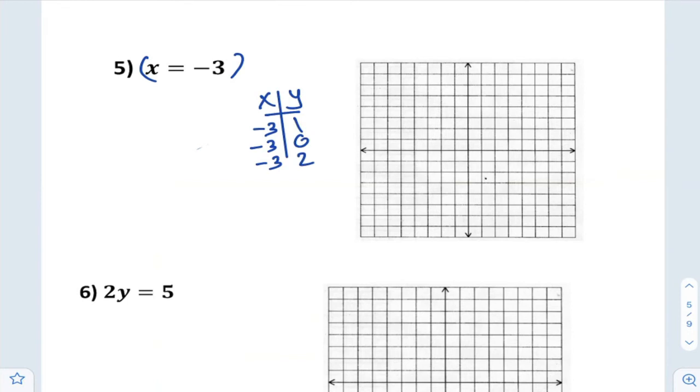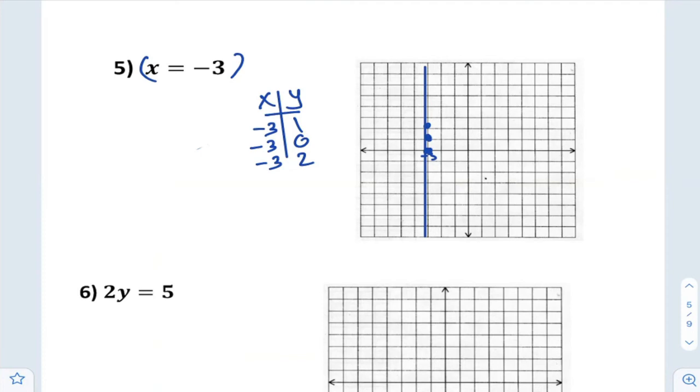So let's try to plot and check. Minus 3 and 1, you go to minus 3, up to 1. Minus 3 and 0, so this is minus 3, 0. Minus 3, 2, which is here. And minus 3 with anything will be on the minus 3 vertical line. If you match them, for sure you will have a vertical line passing through minus 3.